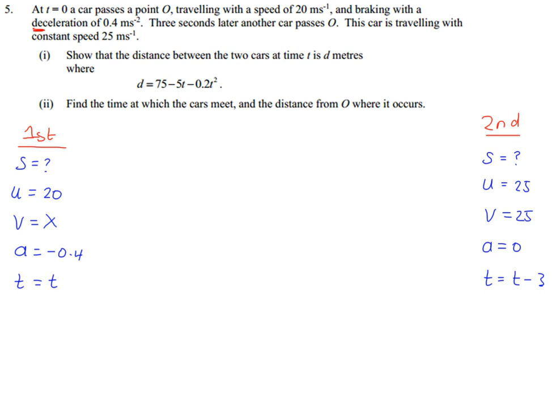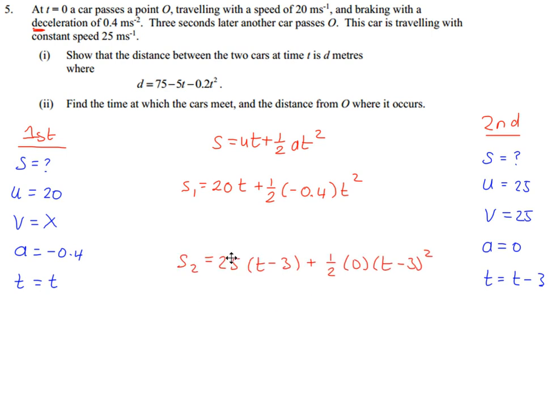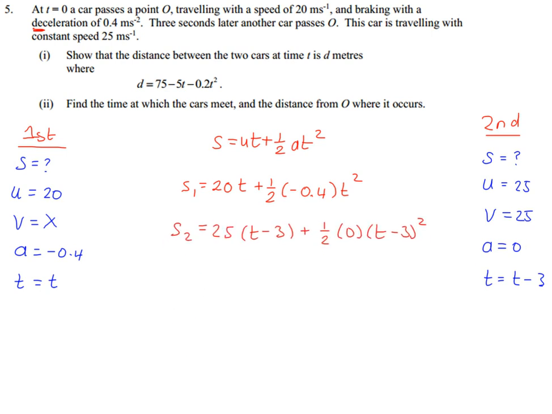So a formula that we can use is this, from the SUVAT formulae, and for the first car the distance travelled is this. For the second car the distance travelled is this. And because we're multiplying by 0, this part of the formula is 0.